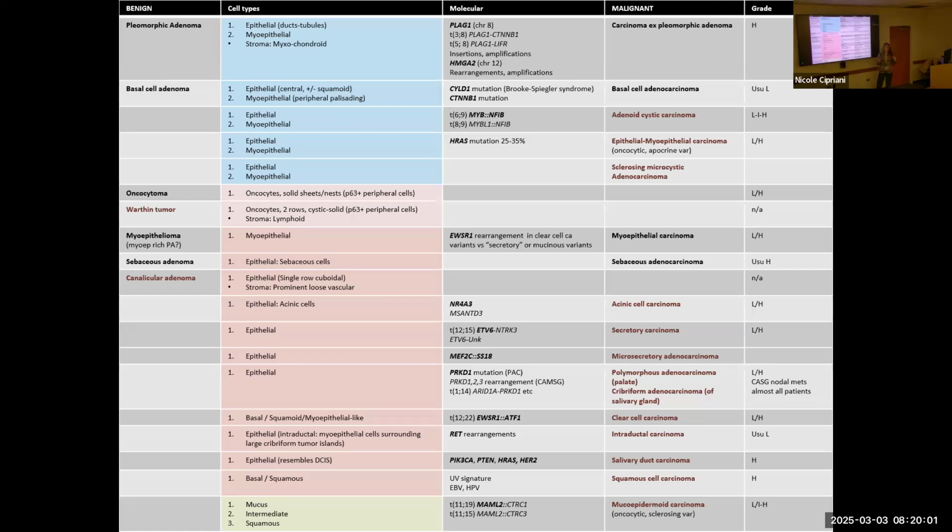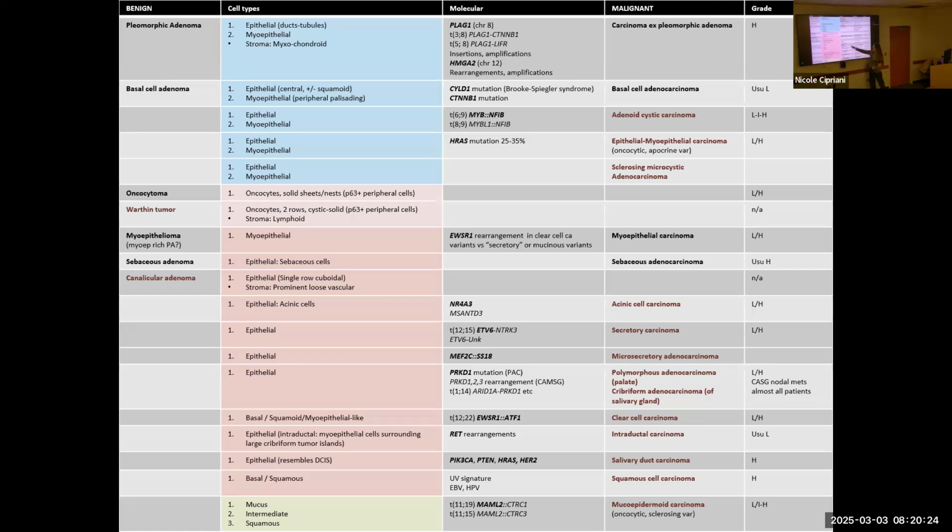How many cell types are there? So you can see up here are the tumors that are biphasic, that have epithelial and myoepithelial cell components. The tumors here are essentially monophasic or monomorphic. And then the rare exception being mucoep, which is thought to be 3 cell types, mucus, intermediate, and squamous. And we'll see all of these morphologies.